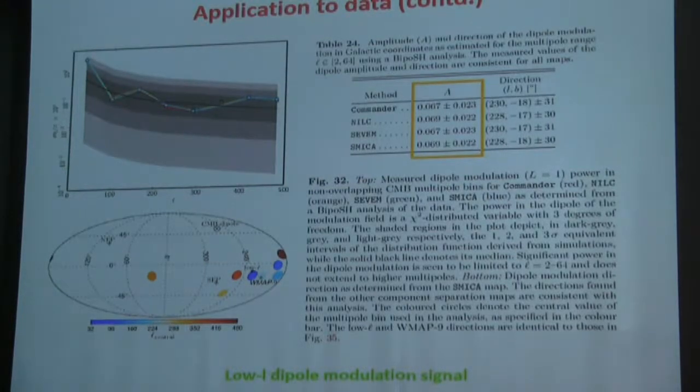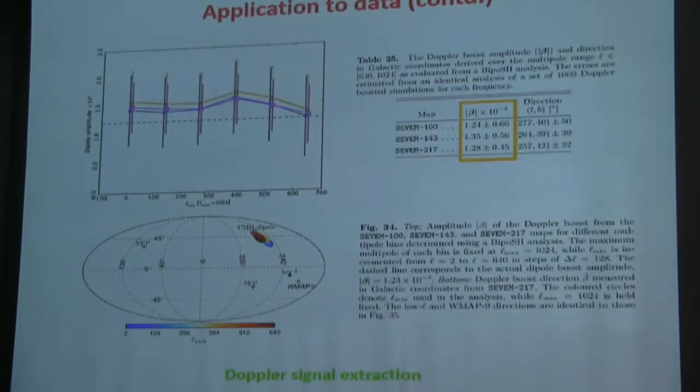This is the low L hemispherical direction from WMAP observations, and this is the one from low L. And it is at the level of 7%, inconsistent with the previous estimates. Similarly, we also recovered the Doppler signal from partial sky using this bipolar mechanism.